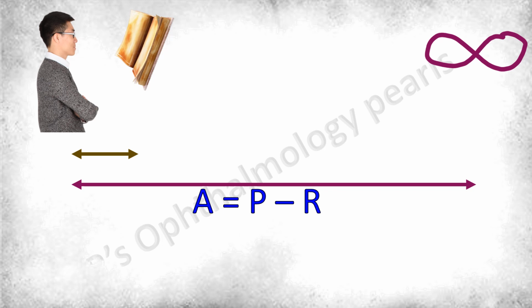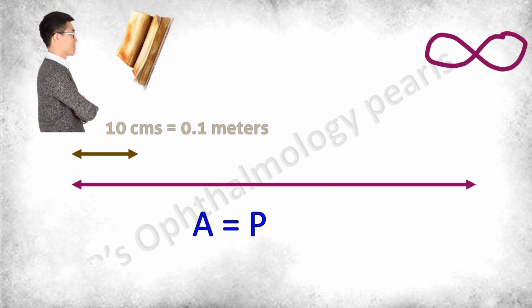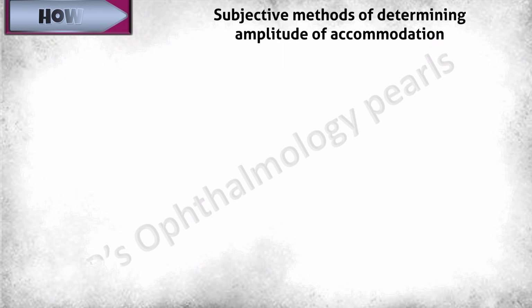In emmetropes and in ametropes who are optimally corrected for distance, the far point is at infinity. The reciprocal of infinity is 0. So, the amplitude of accommodation is equal to the dioptric power at the near point. So, let's say the near point is at 10 centimeters. Then the amplitude of accommodation is equal to the reciprocal of 10 centimeters, that is 0.1 meters, that is 10 diopters. The near point and amplitude of accommodation may be determined by subjective or objective methods.